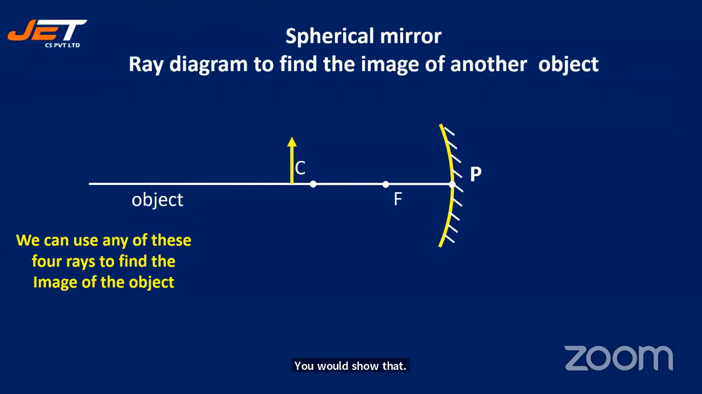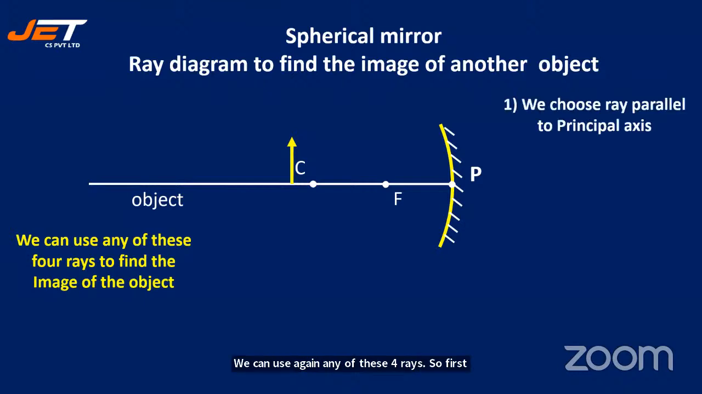We can use again any of these 4 rays. So the first ray we are using is the ray parallel to the principal axis. This is for your practice. It will pass through... Quickly type in the chat box. How will it pass?